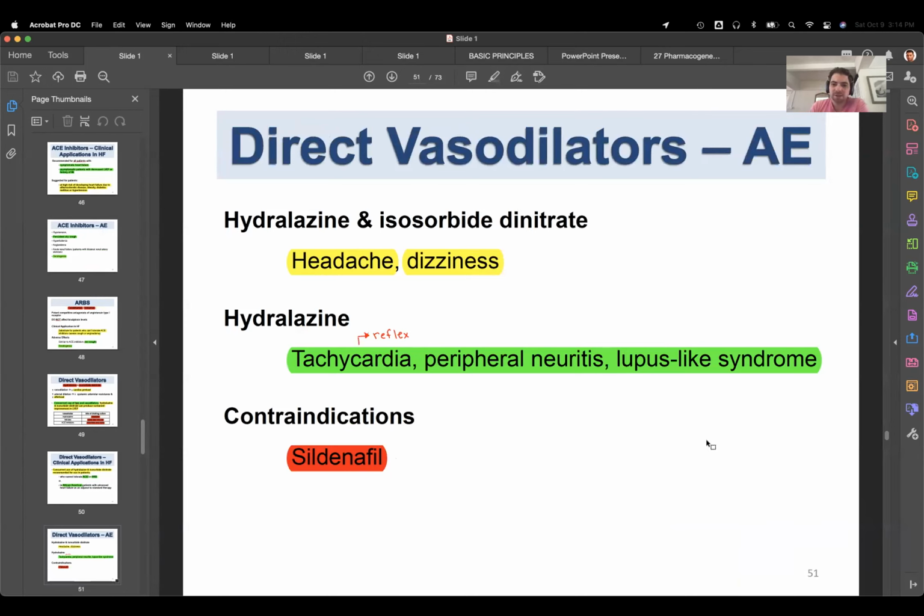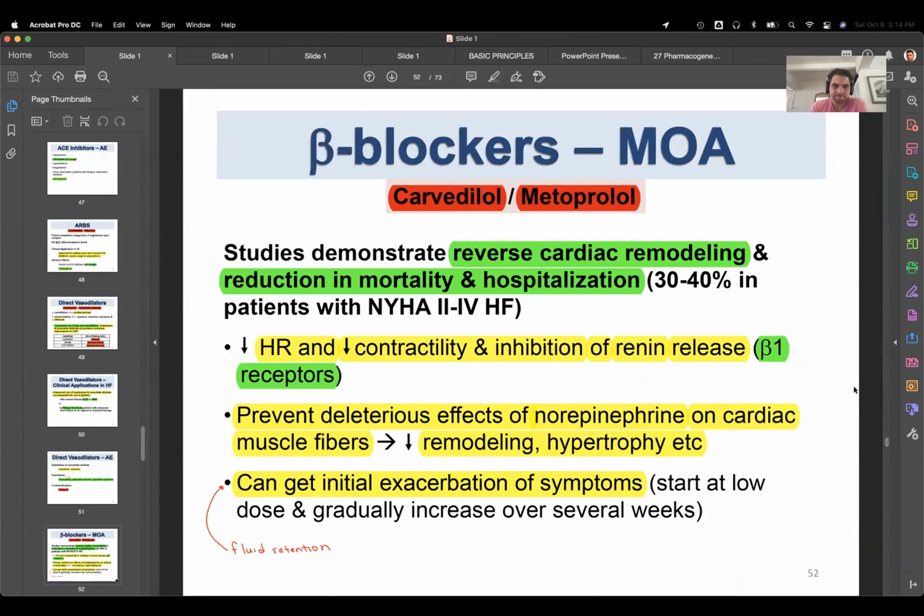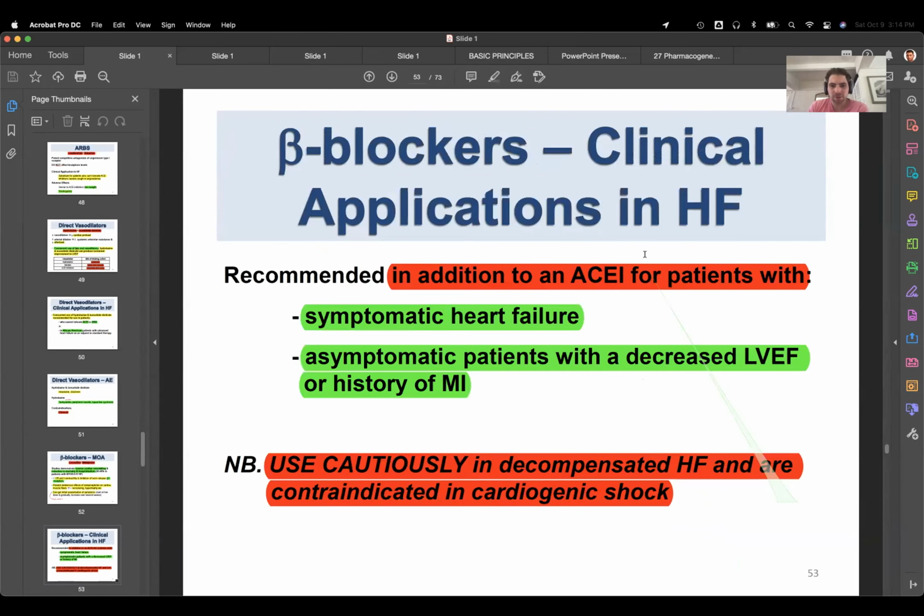Okay, again, remember direct vasodilators work with nitric oxide. You've got to watch out if the patient is on sildenafil. And then again, hydralazine, that lupus-like syndrome that comes up. All right, beta blockers reverse cardiac remodeling, help with long-term survival.